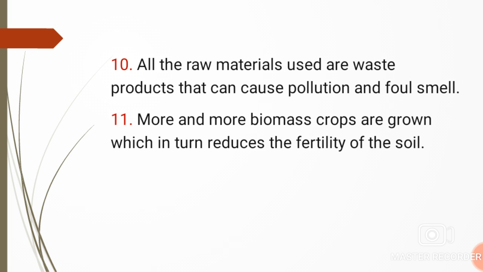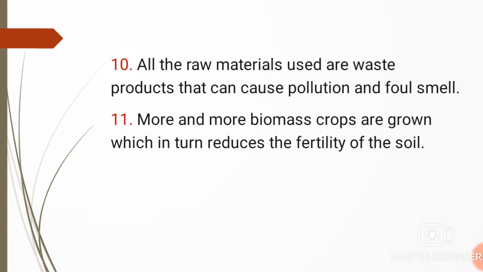Next disadvantage is that all the raw materials used are waste products that can cause pollution and foul smell. That means generally in many biogas plants, waste material is used for the production of biogas, that is agricultural waste, kitchen waste, municipal waste, animal waste, plant waste, and sometimes this waste material causes pollution and foul smell. So this is a disadvantage to our environment.